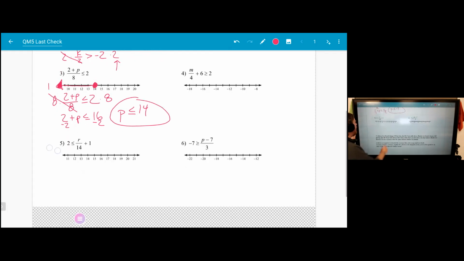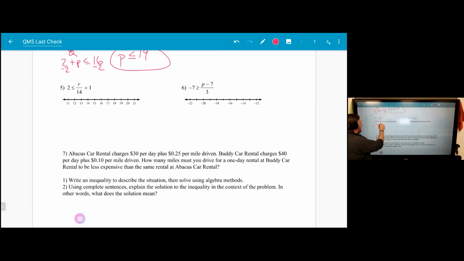Let's look at number 5. I have 2 is less than or equal to r divided by 14 plus 1. In this case, I'm going to start by, you guessed it, well, not guessed it, you know it, subtracting 1 from both sides of this inequality. I have 1 is less than or equal to r divided by 14. Going to finish this out by multiplying both sides by 14. And if I do that, I have 14 is less than or equal to r.